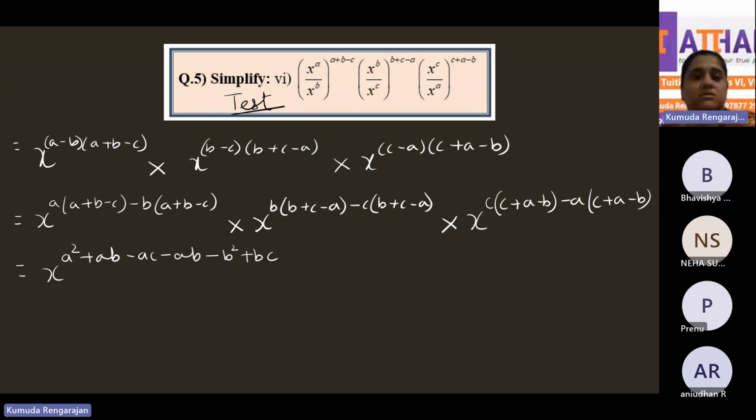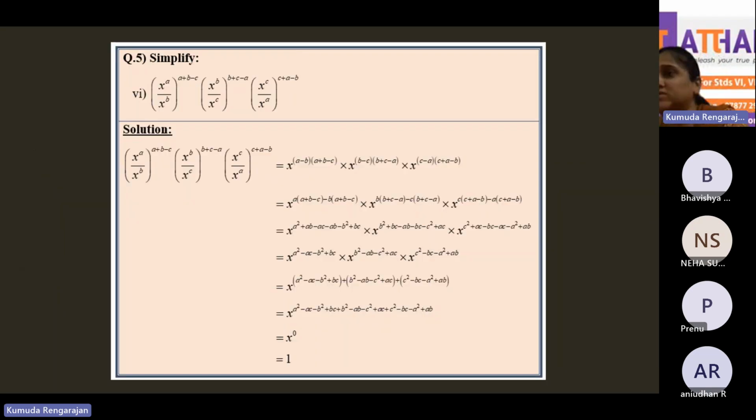There's no difference in the idea used here. So A by B, meaning x to the power A by x to the power B, you can write it as x to the power A minus B, correct? And then there's already one power, so you have to multiply the powers, A plus B minus C. First term with the second bracket, second term with the second bracket. Do that multiplication, and then again you'll have to add the powers, since the bases are the same. The terms get cancelled. X to the power 0, which is 1.